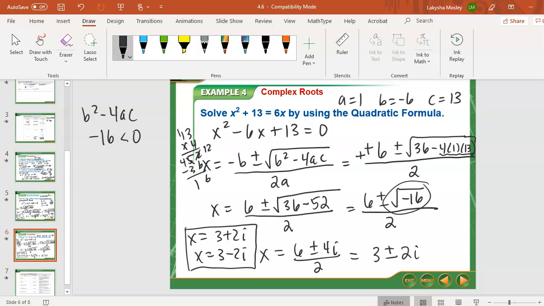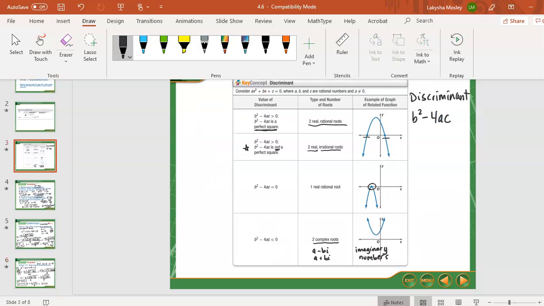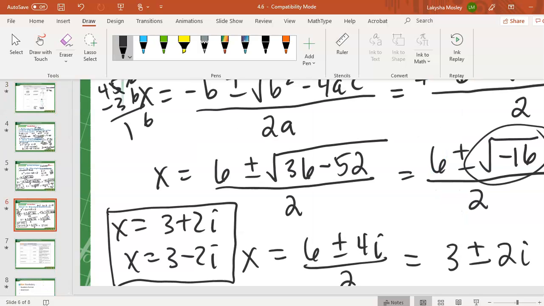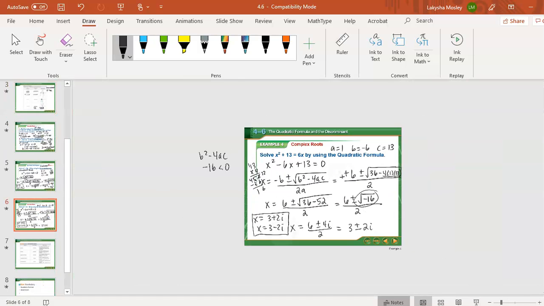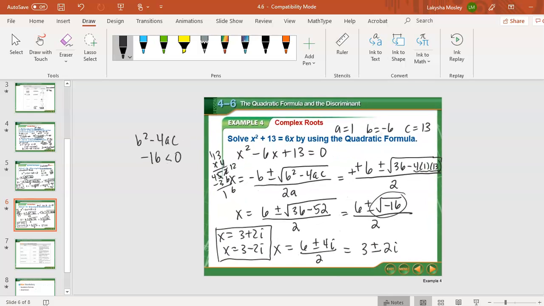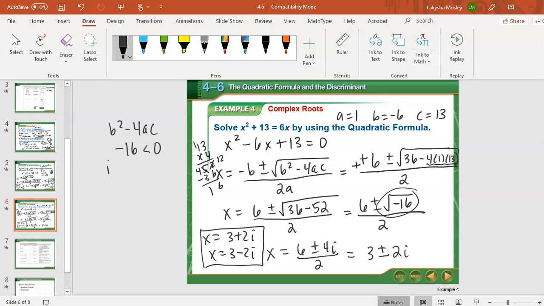And if you go back to this slide here, the last one down here, it says that if your discriminant is less than 0, then you get 2 complex roots, and they're imaginary. So you go here, okay, and like I said before, let me zoom back in, sorry about that. So I got negative 16, which is less than 0. And so again, I got 2 imaginary numbers. Okay, so I hope that makes sense.